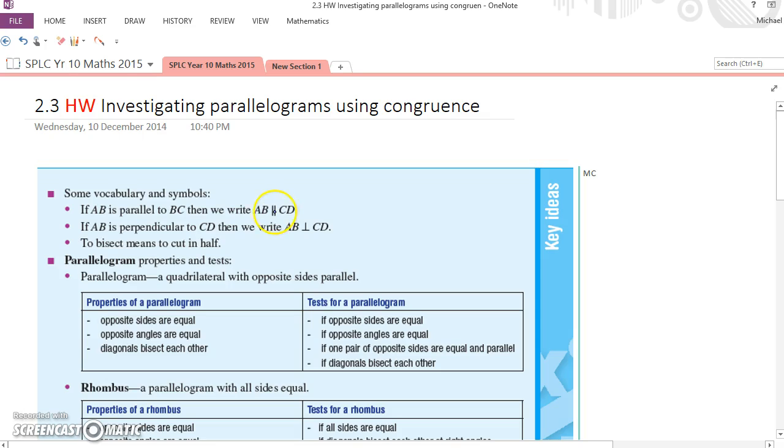Parallel, that's the symbol for it there. Perpendicular, we write like that. I would probably usually write it with the little right angle drawn in, but that's just me. To bisect means to cut in half.